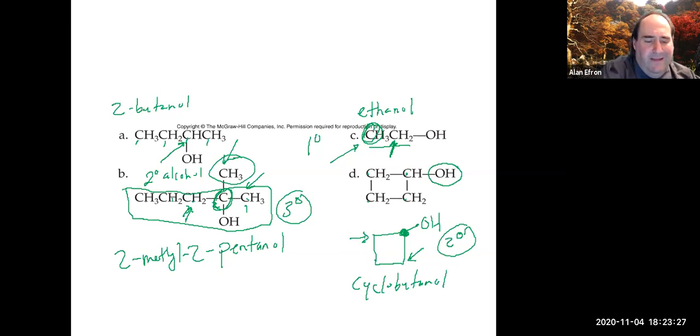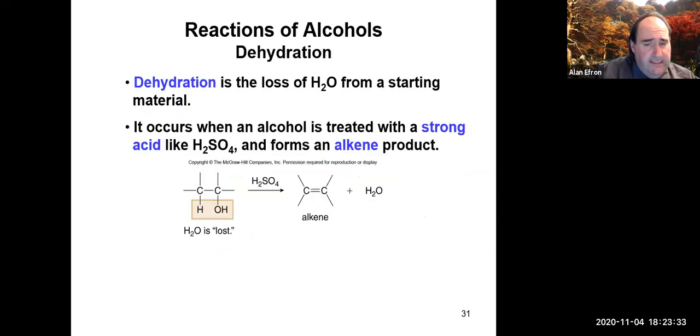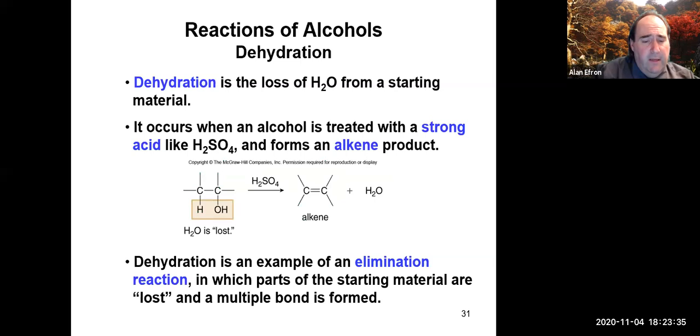Okay. So that's a little bit of review, some stuff we talked about in discussion last week or so. Let's also talk about some reactions that alcohols undergo. So we saw with alkenes that we can make an alcohol. So a reminder that if we have an alkene, which is our double bond, and we add water to it, we are essentially going to make an alcohol.